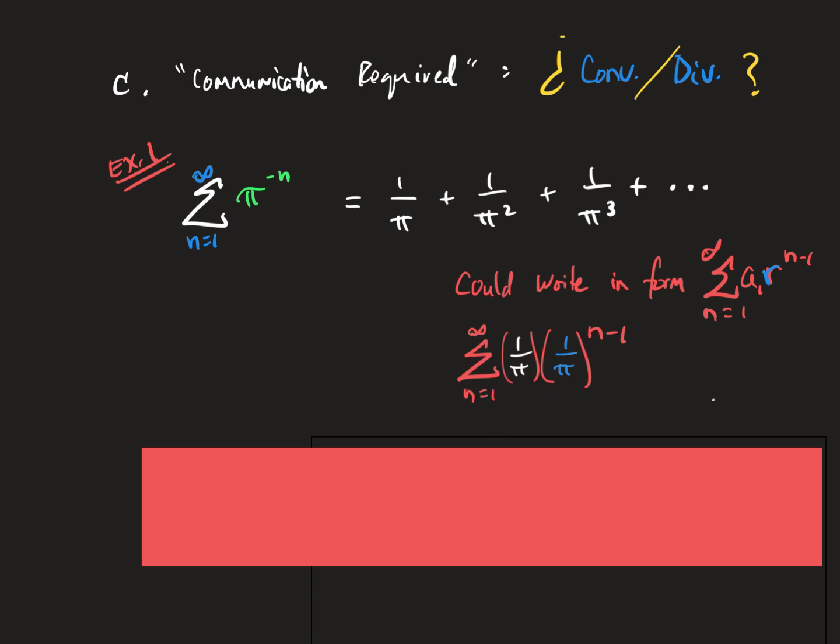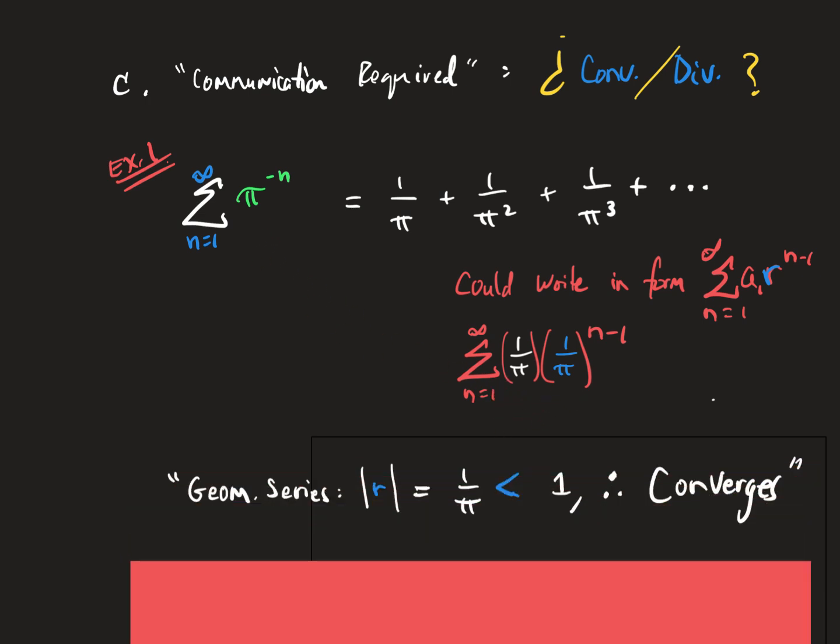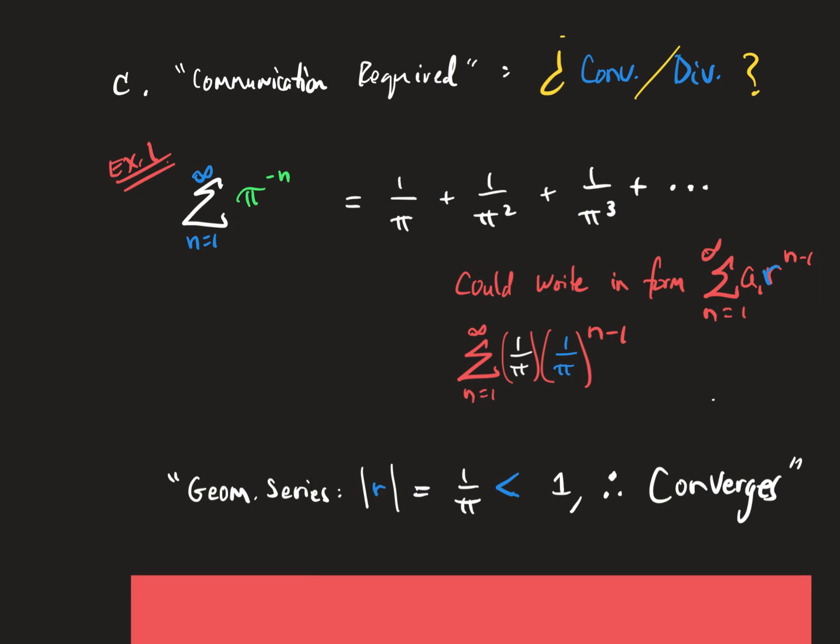All right, does it converge or diverge? To answer that question, you are going to have to say the following. Identify it as a geometric series, that's part 1. Part 2, don't just give this value, but you have to say what it is. It's the absolute value of the ratio. Its value, 1 over pi, is smaller than 1, and since it's smaller than 1, our series converges.